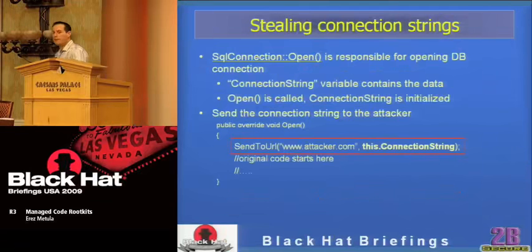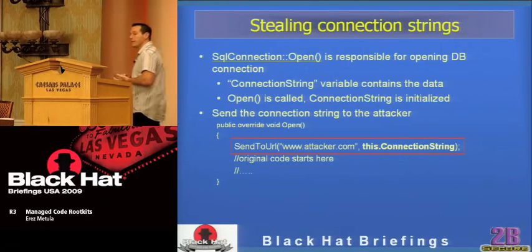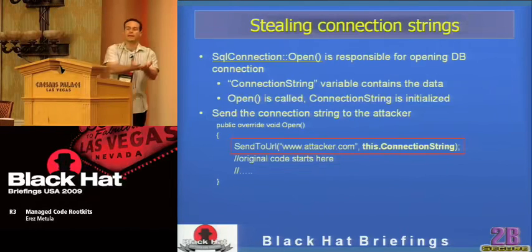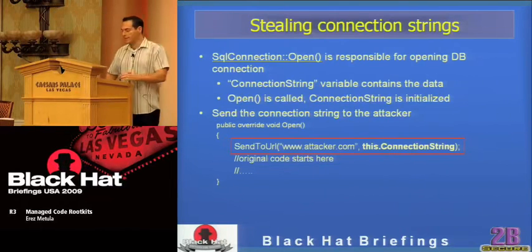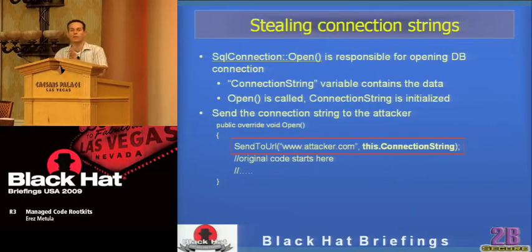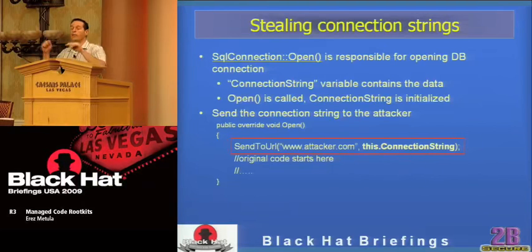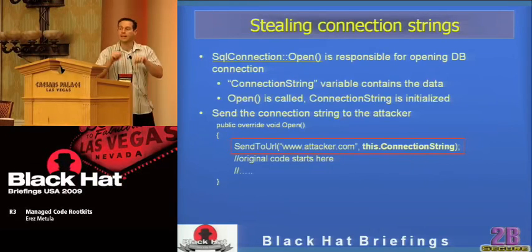Well, stealing the connection string is another interesting thing. Now we're talking about stealing data from specific classes that contain some interesting data. For example, opening a connection to the database. When we are using the class SQL connection, this class is responsible for opening a connection to the database. It contains one of the most important pieces of data that an application has, which is the connection string. We want to steal the connection string from the class's internal members, from one of the variables called connection string.